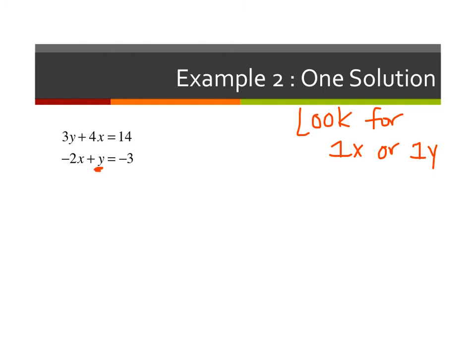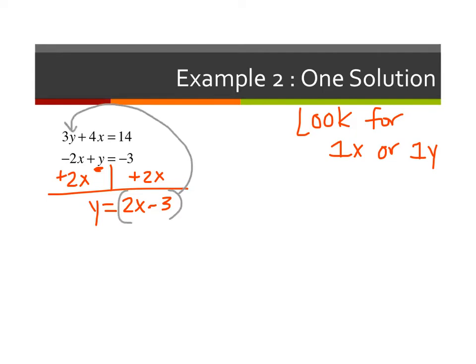So we're going to solve for that y, and we're going to do that by adding 2x to each side. That means y equals, think logically here, negative 3 plus 2x. Nah, let's do 2x minus 3. Same thing, just more reasonably stated. Now that we have that, we're ready to substitute, because if y equals 2x minus 3, I can replace this y with a 2x minus 3. And there you go. So we have 3 times the quantity 2x minus 3, plus 4x equals 14.